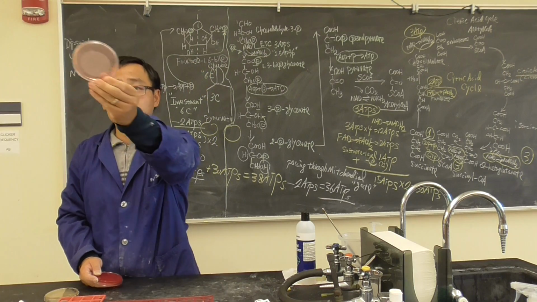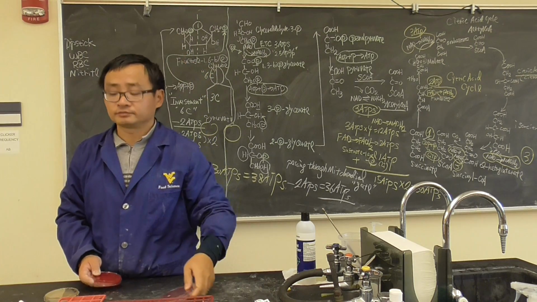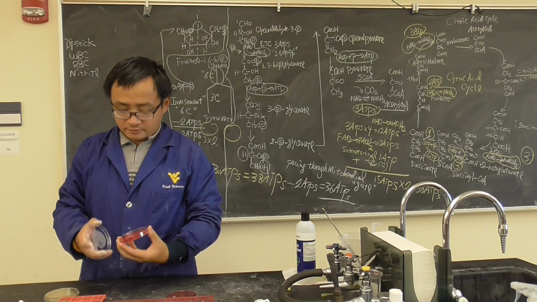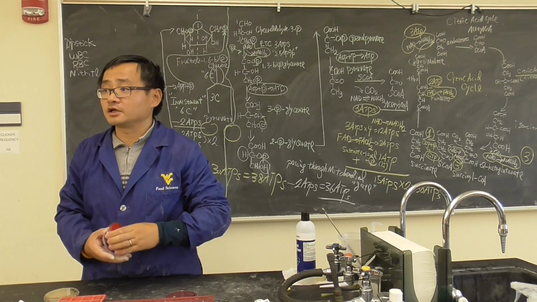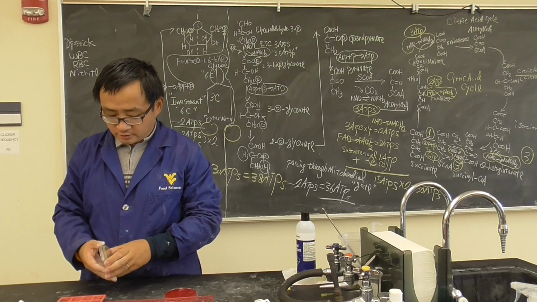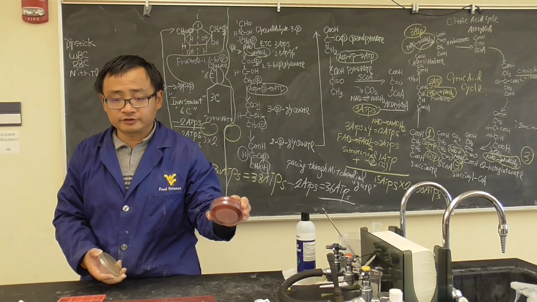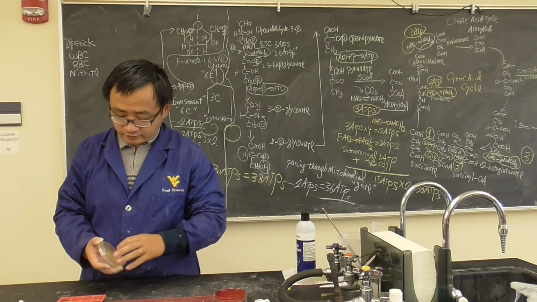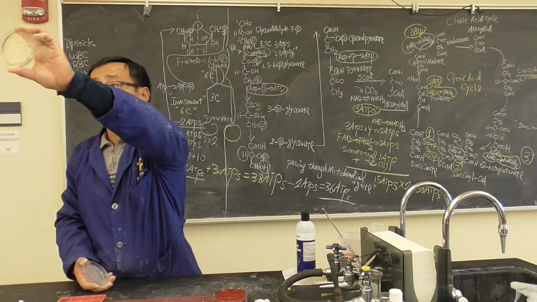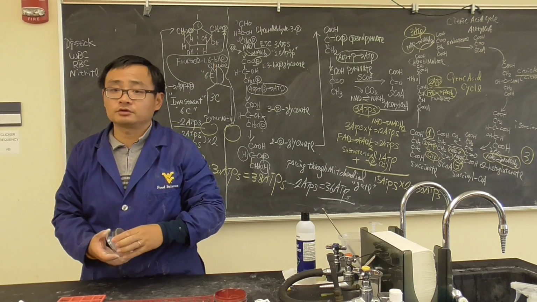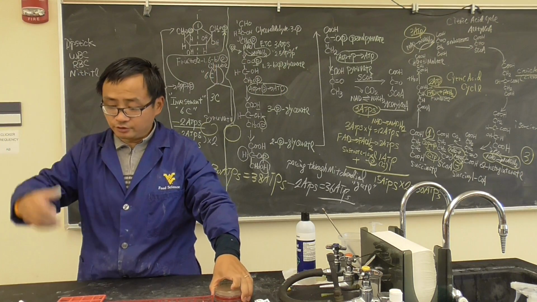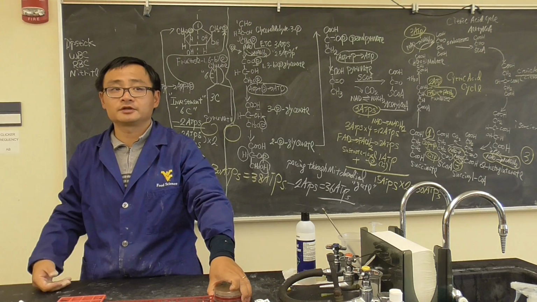MacConkey agar, I see the marker you did, nothing there. Blood agar, nothing there. Is that right? Okay, that's qualitative test is negative. Quantitative test looks good, nothing grows. So you don't have bacteria in your urine sample. Congratulations, that's really good.